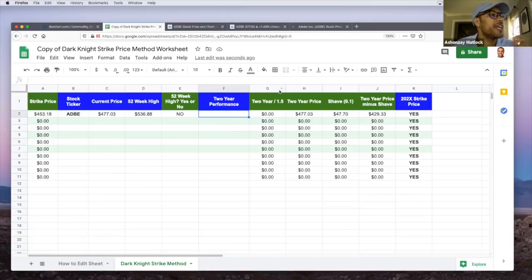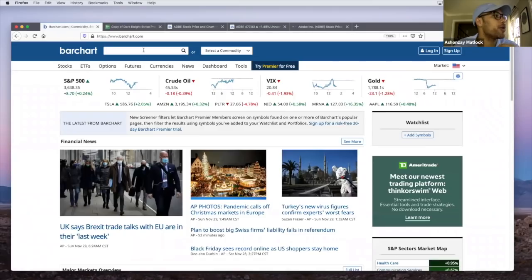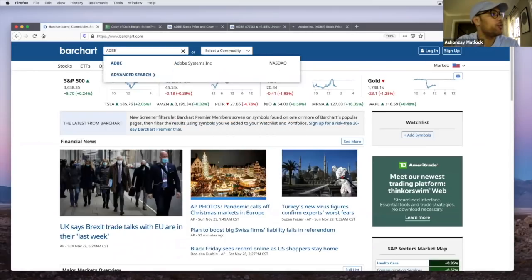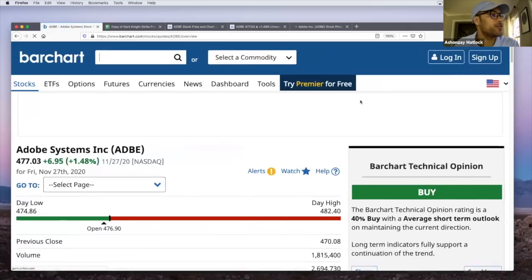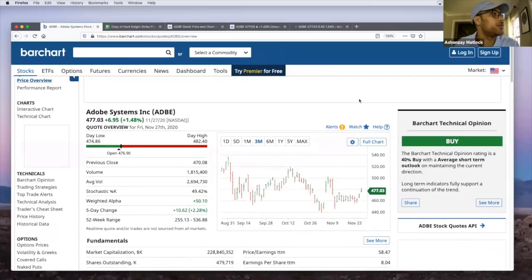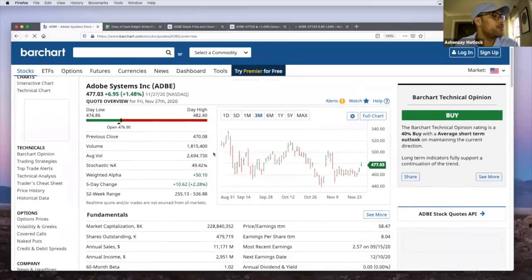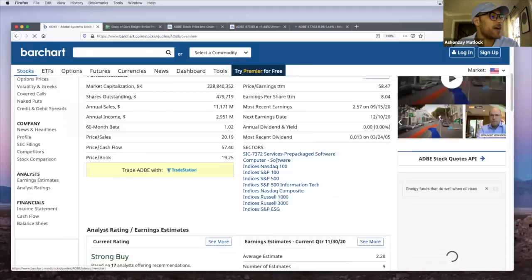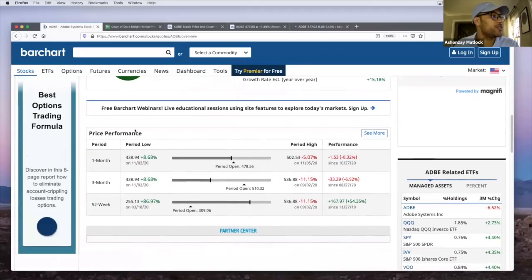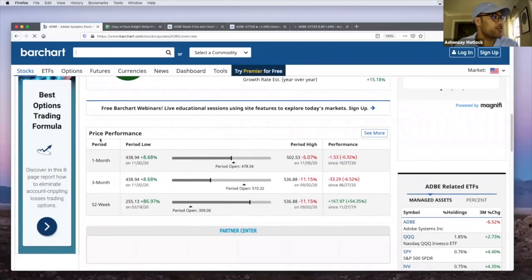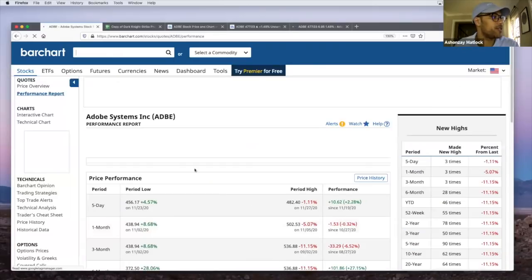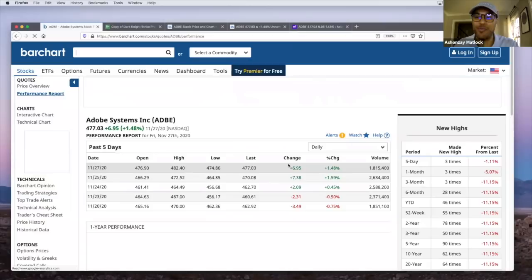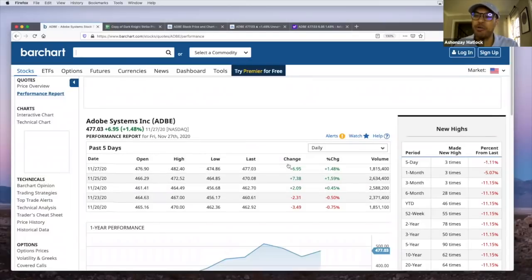So let's say I wanted to do a 6-month position on Adobe. Well, what I'm going to do is go to Barchart. I'm going to type in Adobe. All right. Make sure these screens are big enough. I know people be like, your screens be so small. All right. So Adobe, right? So we got the 52-week high, right? So now what I want to do is go down to the section that says price performance, right? And then you're going to click see more. Sorry for all these pop-ups. Clearly, I don't pay for no memberships. Free info only.